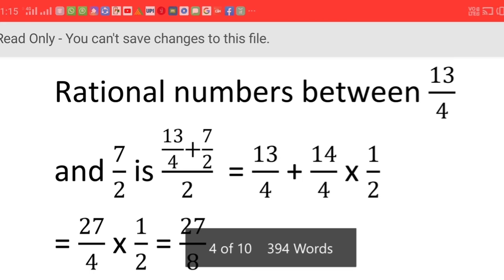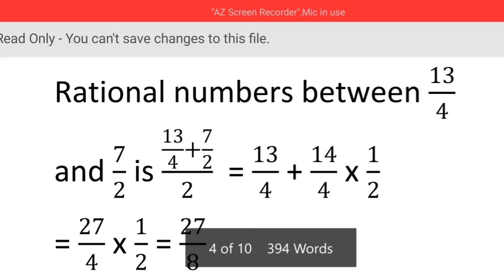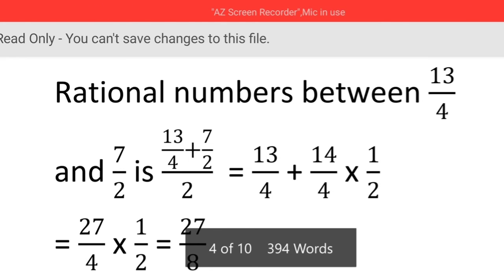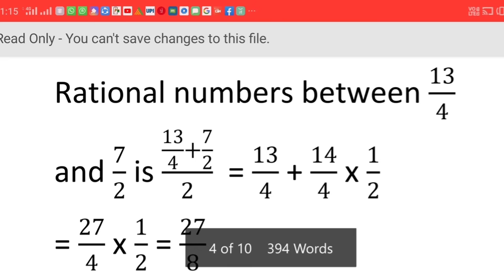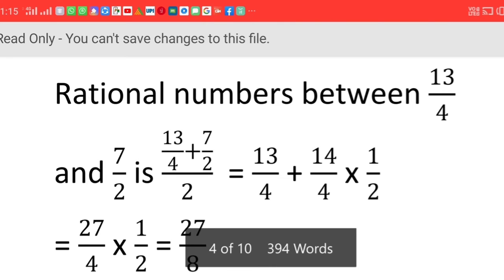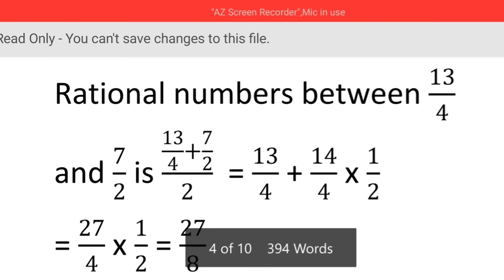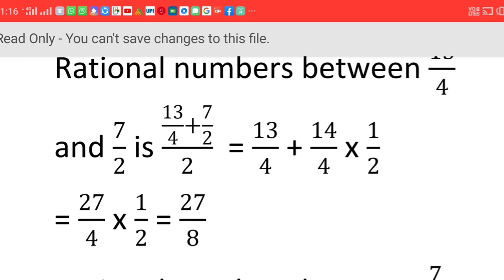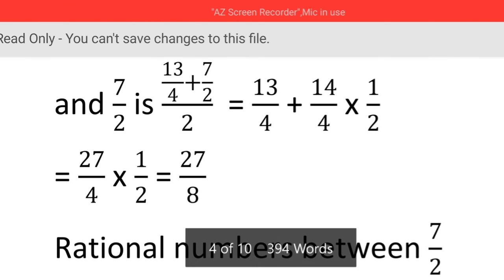Then 7 by 2 change into 14 by 4. Why? We want to make the denominator same. Otherwise, we cannot add the fractional numbers. 14 by 4 is equal to 7 by 2 only. Cut this number with 2, 7 2s are 14 and 2 2s are 4. We can cut and write 7 by 2. So 13 by 4 plus 14 by 4 into 1 by 2. Into का मतलब क्या है? Multiply. To see easy word we are using in mathematics.